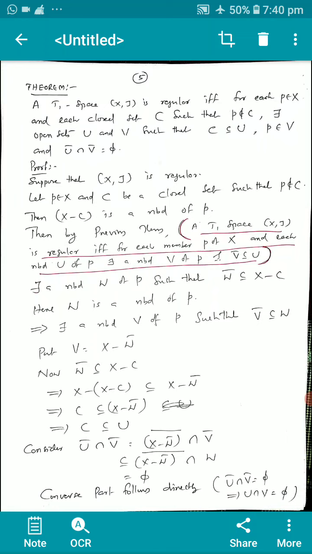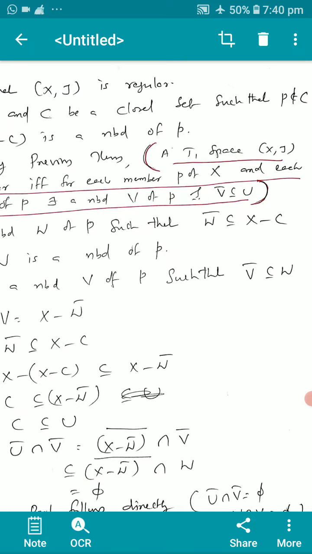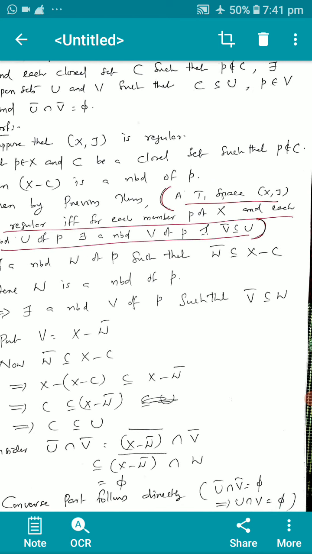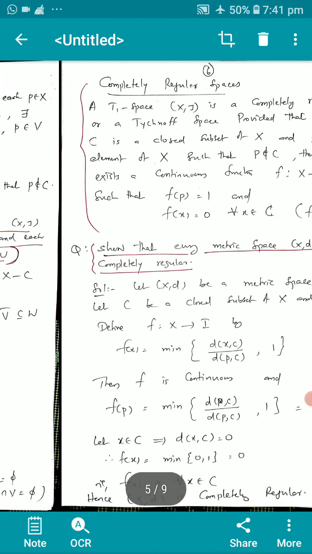Now consider the intersection U bar intersection V bar. What is that? This is equal to X minus W bar intersection V bar, which is a subset or equal to X minus W bar intersection W, which is equal to phi. That proves the necessary part. Now coming to the converse part, it follows directly because U bar intersection V bar equal to phi implies that U intersection V equal to phi, so the result follows.